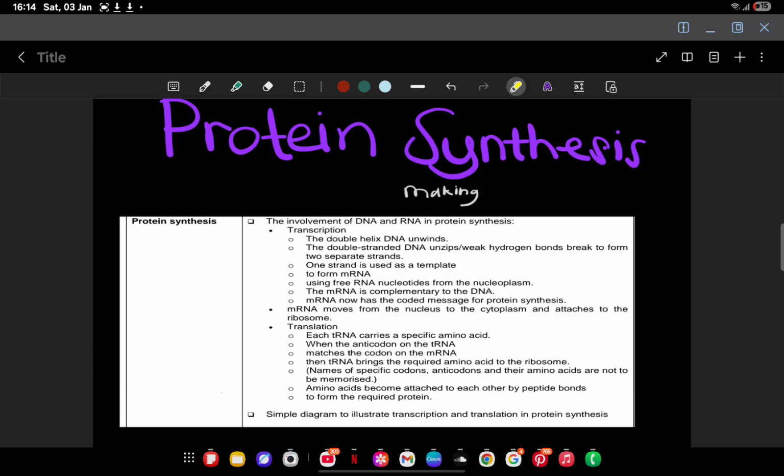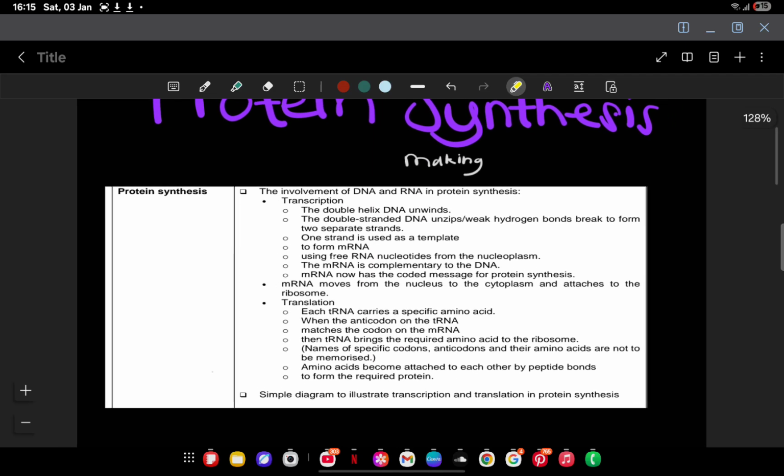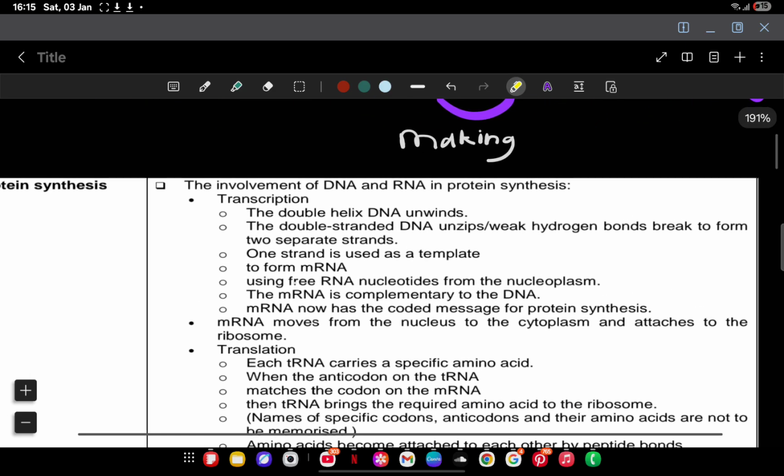With these two processes, you have to know them exactly how they are written in the exam guideline. This is how they're written in the exam guideline, these points and these points. And then the second point says that mRNA moves. And then afterwards, after looking at the entire process, we are going to look at a simple diagram to demonstrate transcription and translation. So let's start with transcription.